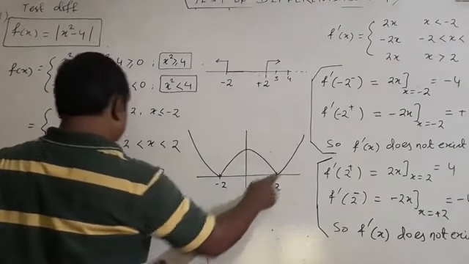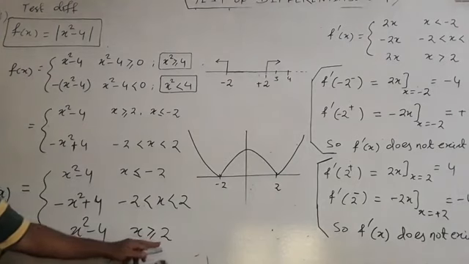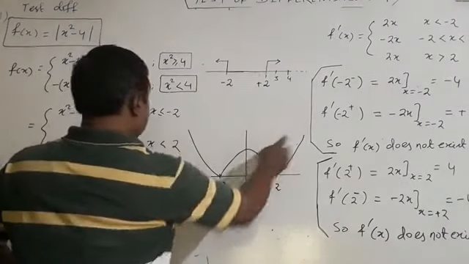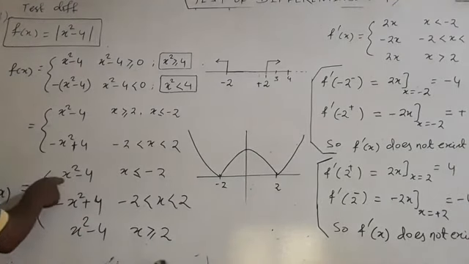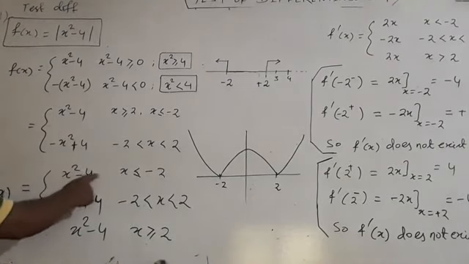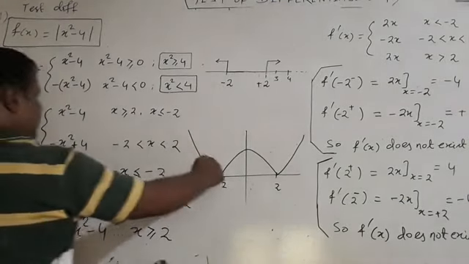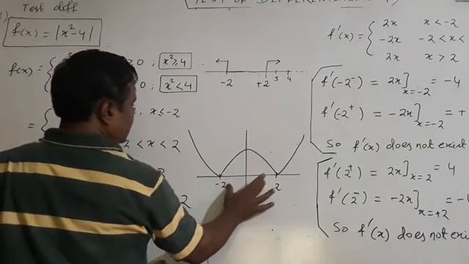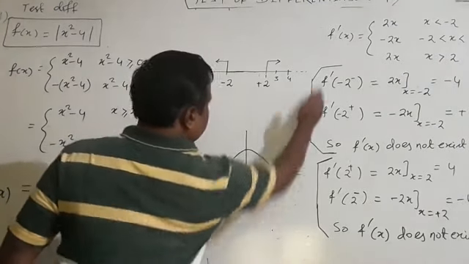When you take 3, what will happen? 3 is greater than or equal to 2, so in this part you put 3² − 4, that is 9 − 4 = 5. You will go up. When you take x = −3, you put (−3)² = 9, 9 − 4 is 5. It is also 5. So when you go left, the figure becomes this; when you lie between −2 and 2, it becomes this; when you go beyond 2, it becomes this.